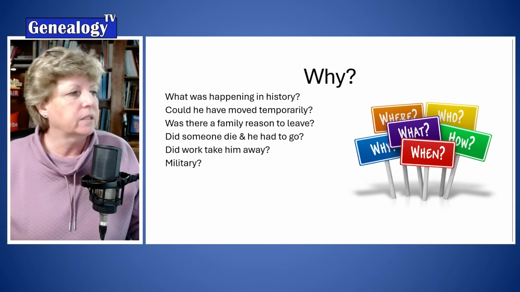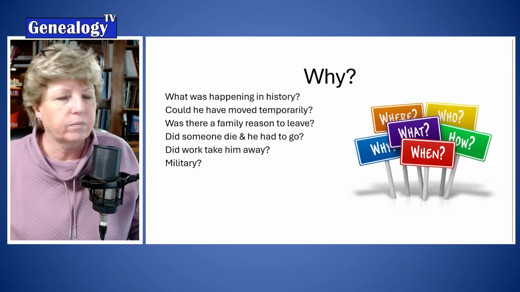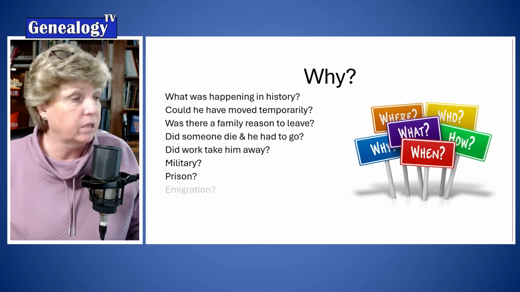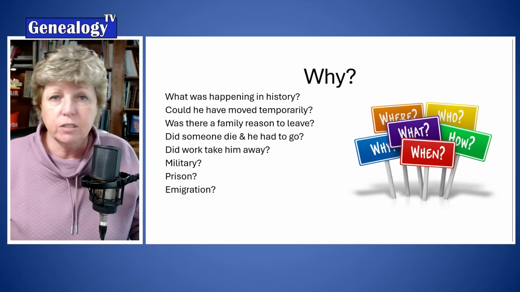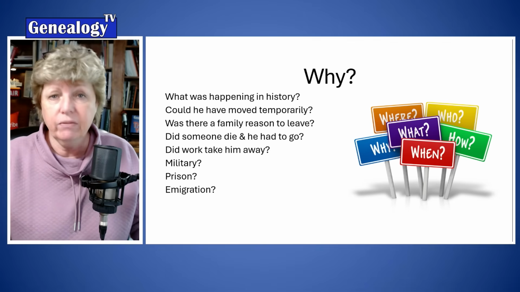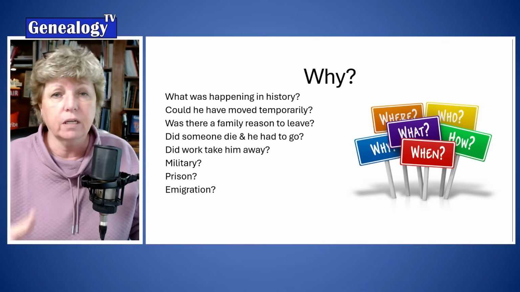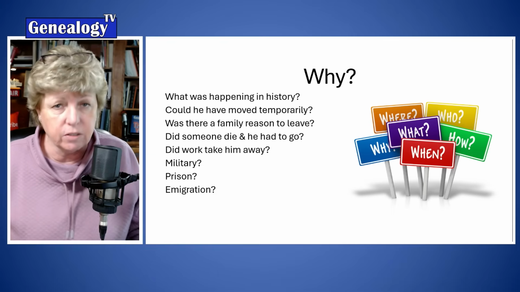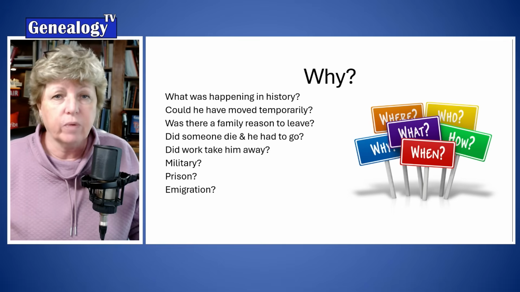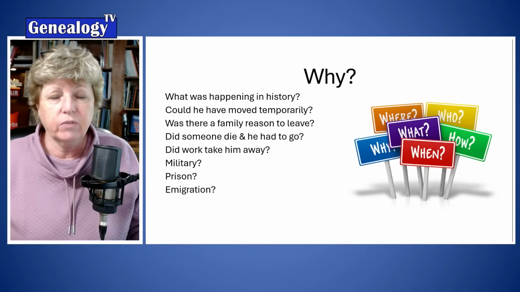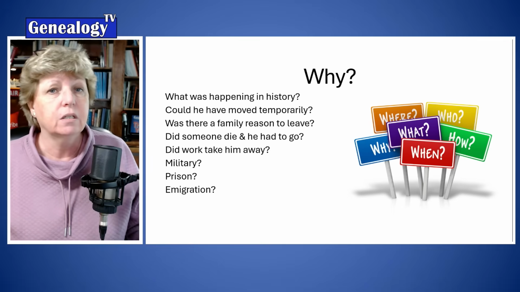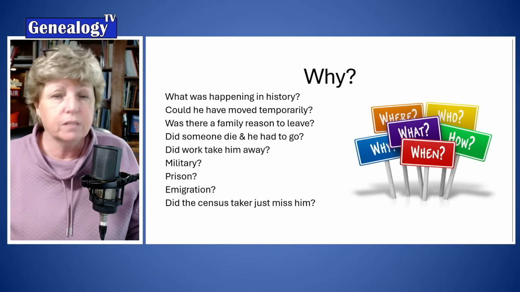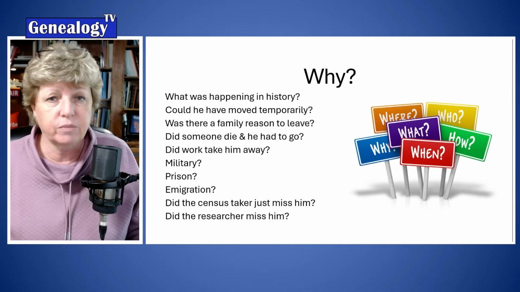Okay. Military records might be a clue. If the person was in the military, they might be gone temporarily. They may be in prison. Immigration, meaning they left. There could be immigration records. Now, immigration with an I means they're arriving. Emigration with an E means they're leaving. And there's usually records in both places. A lot of people forget to look at those emigration records. Did the census taker just miss that person, or did the researcher just miss that person when they were doing the research?